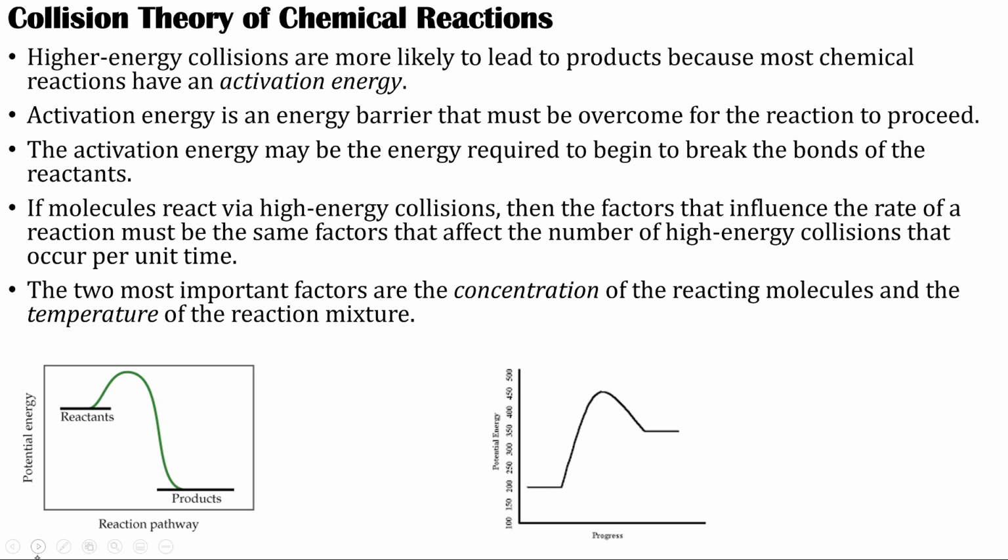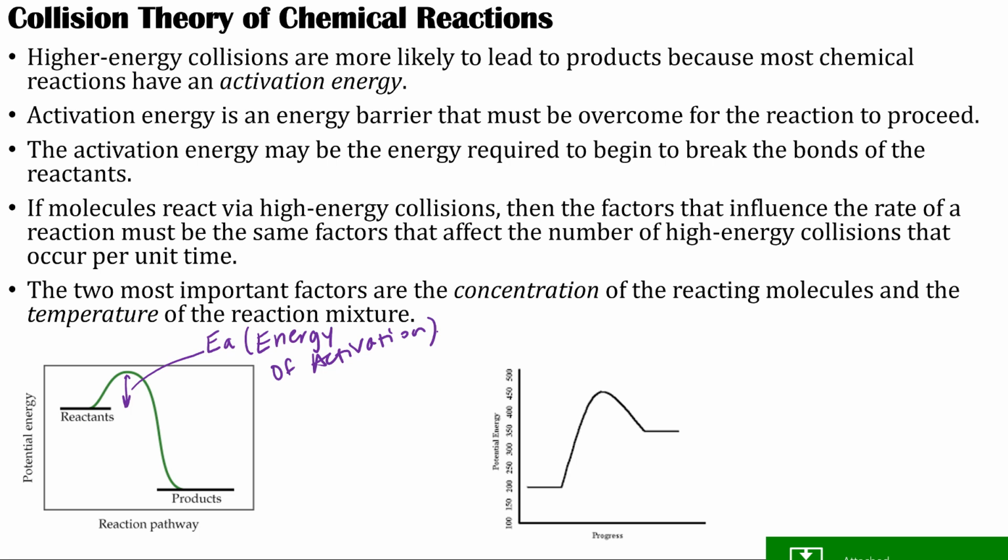All right, collision theory of chemical reactions. Higher energy collisions are more likely to lead to products because most chemical reactions have an activation energy. Right here in the chart at the bottom left, this is the energy of activation. It's the amount of energy required to make the reaction occur. It's like a hill. Once you get up the hill, everything is fine, but you have to get up that hill first. That's the barrier, and reactants have to hit each other with enough energy to overcome that hill.